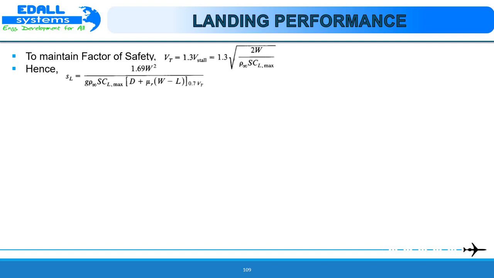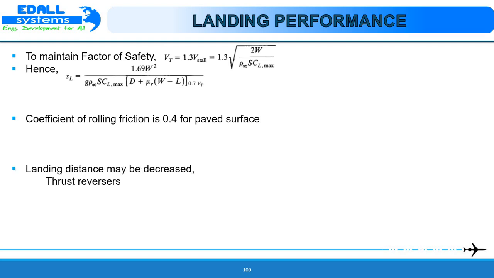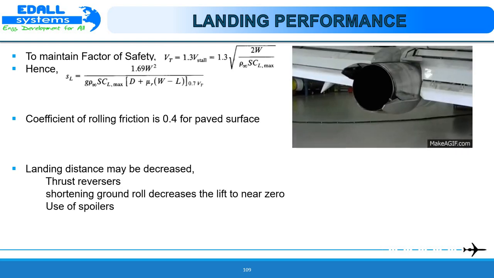During landing roll, the pilot is applying brakes. Hence, the coefficient of rolling friction during braking is approximately mu r equal to 0.4 for paved surface. Modern jet transports utilize thrust reversal during landing ground roll.